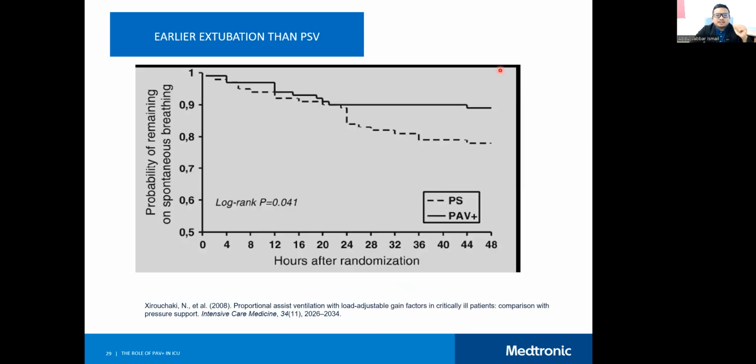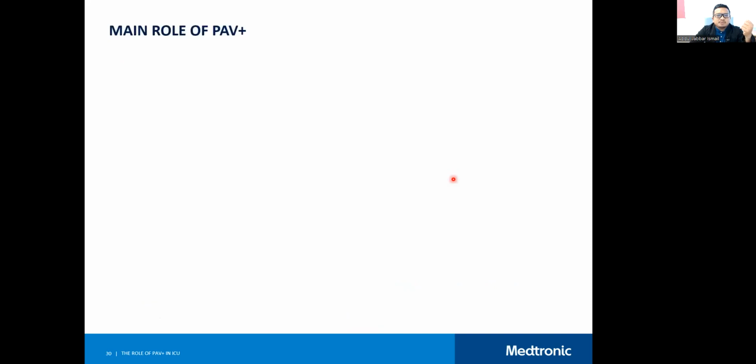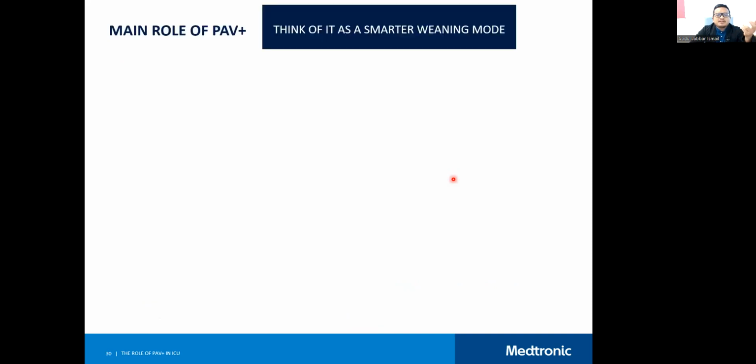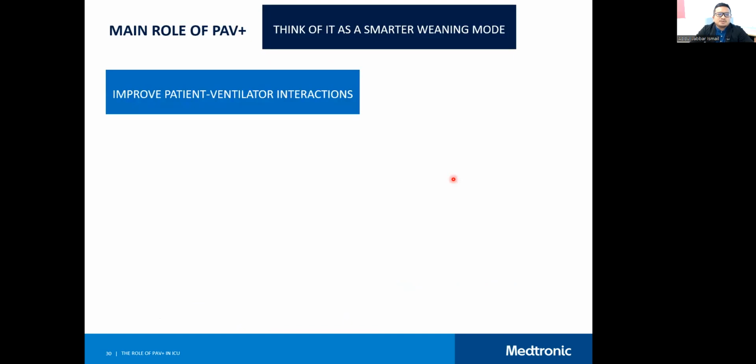Okay, so another based on research, you can see we can have earlier extubation than with pressure support, PSV. As you can see, Zorzuchi has shown the probability of remaining on spontaneous breathing is longer if you use PAV plus compared to PS, because some of the patients will be converted back to the mandatory mode. So another main role of PAV plus is to think of it as a smarter weaning mode.